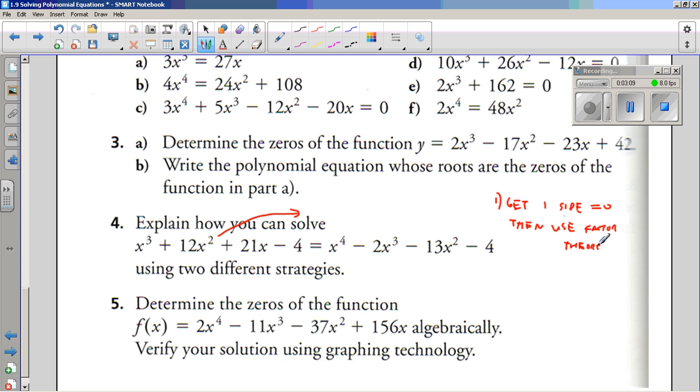Probably what they're talking about, 2 different strategies, are using the TI-83. So using the TI-83, what we could do is graph the left side as y1. Graph y1 equals the left side, this big long expression. Y equals this. And I could graph y2 as the right side. And then I'm going to look for intercepts.